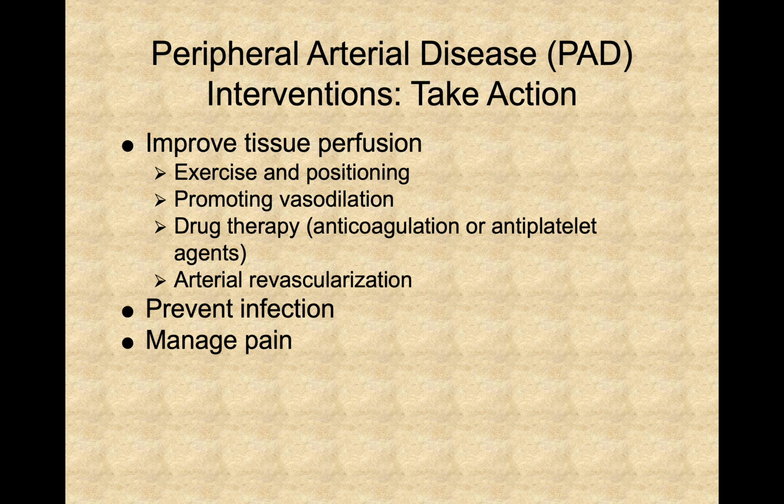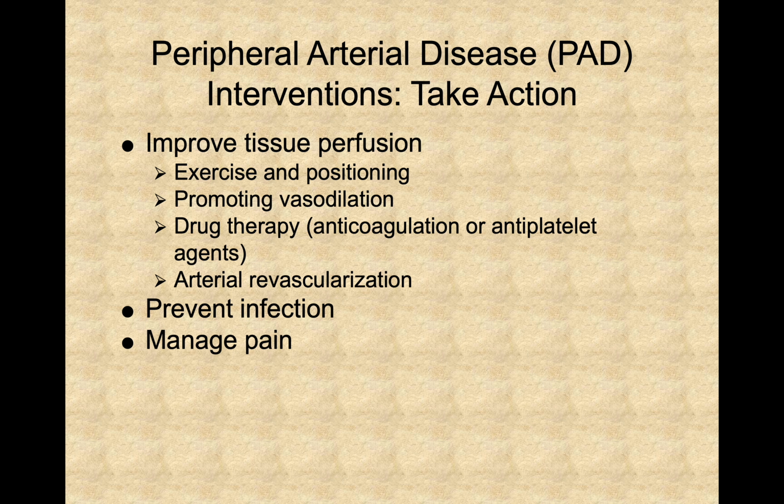So what can we do to help heal arterial ulcers? Well, we need to get perfusion to that tissue, because the reason that those wounds are not healing is because we're not getting perfusion down there. Exercise and positioning can be helpful. So maybe we want the patient to be in a dependent, dangling position with their legs to help promote blood flow down there. How can we promote vasodilation in that extremity?